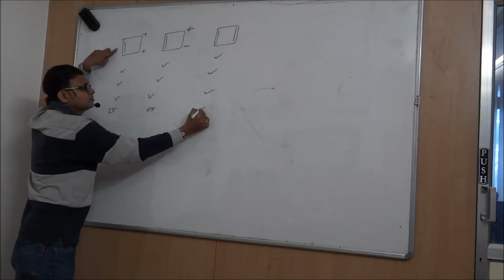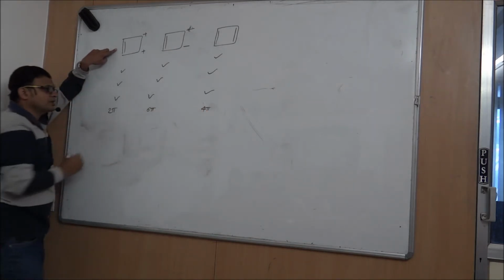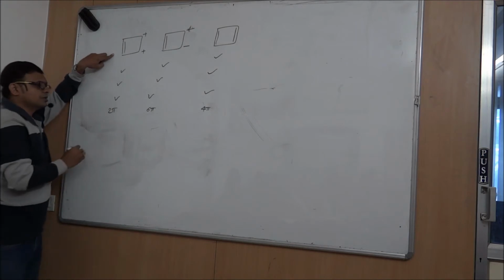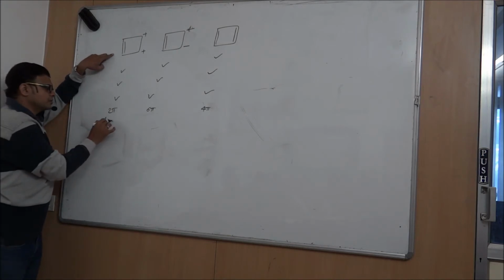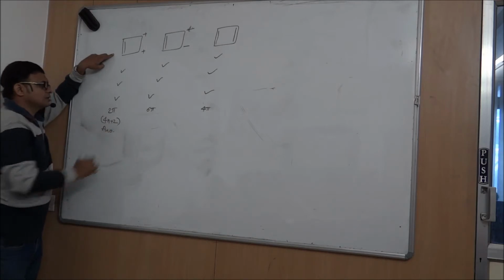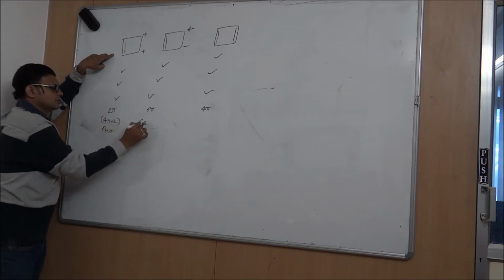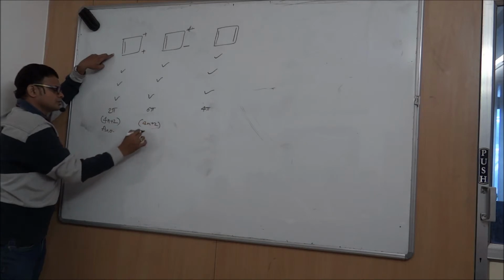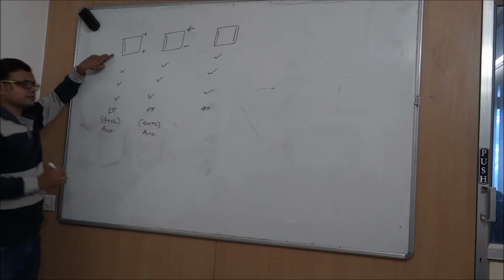Third, 4 pi electrons. 2 pi electrons. 4n or 4n plus 2? 4n plus 2 system, so it is an aromatic system. 6 pi electrons, again 4n plus 2 system. So again it is an aromatic system.